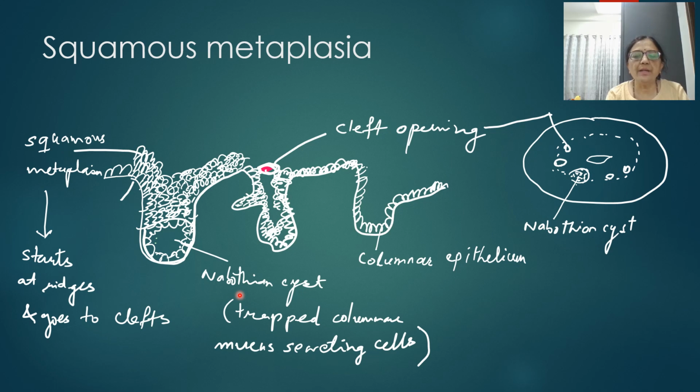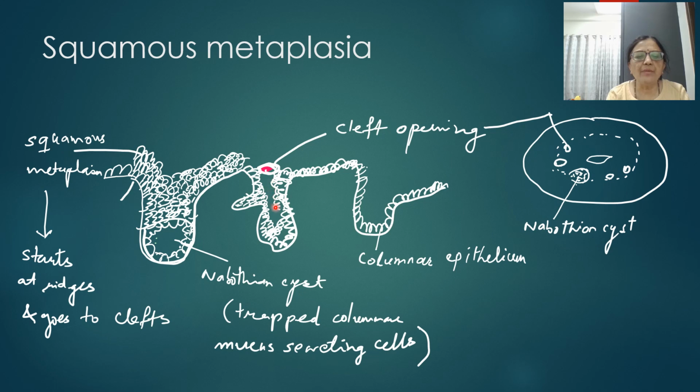What they indicate is that there is a mature transformation zone. That means the transformation zone process has reached a point where even these clefts are getting converted from columnar into the squamous epithelium. Sometimes the whole of the cleft epithelium is changed to squamous, but only one opening remains at the top.